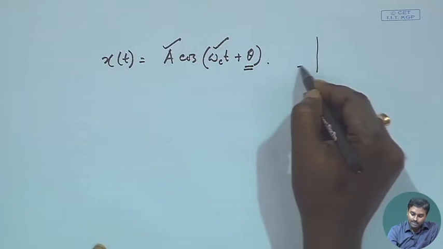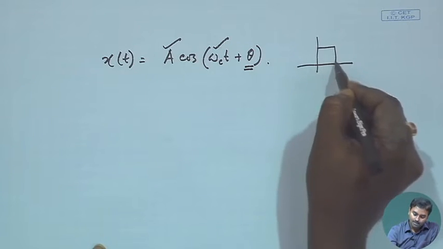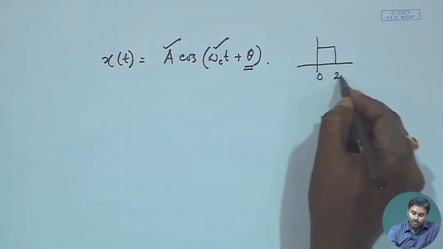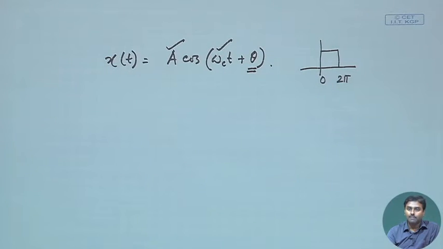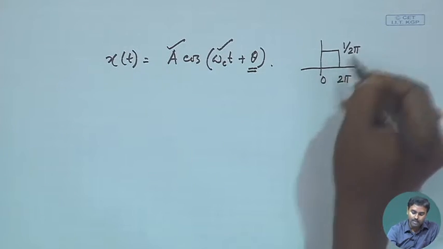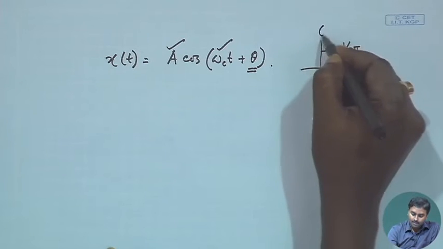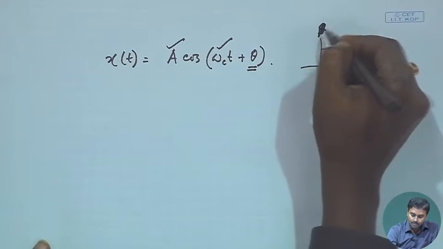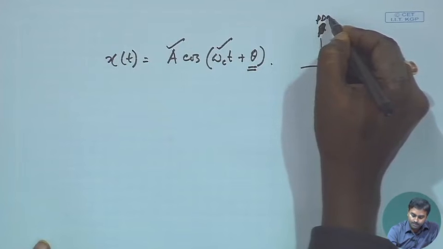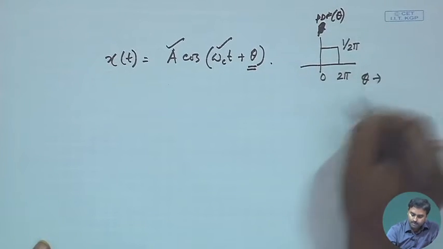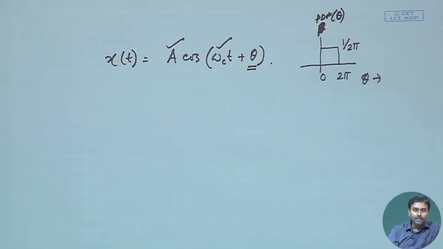So, the theta has a PDF, it is uniformly distributed between 0 to 2 pi. Because PDF has to be integrated to 1, the strength should be 1 by 2 pi, right. So, that is the PDF of theta. This is something I know.